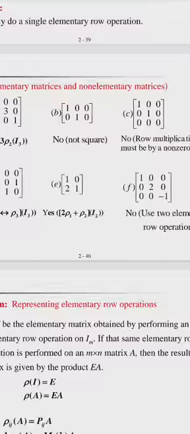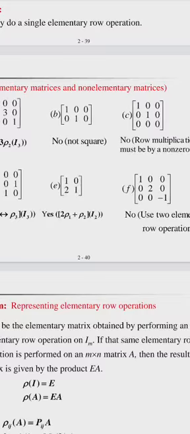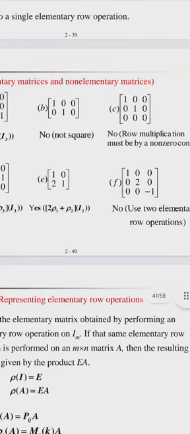Then last one: 1 0 0, 0 2 0, 0 0 minus 1. This matrix is a square matrix but not an elementary matrix. That means two elementary row operations are applied. An elementary matrix uses only a single row operation, but for this matrix two row operations are applied. So this matrix is not an elementary matrix.